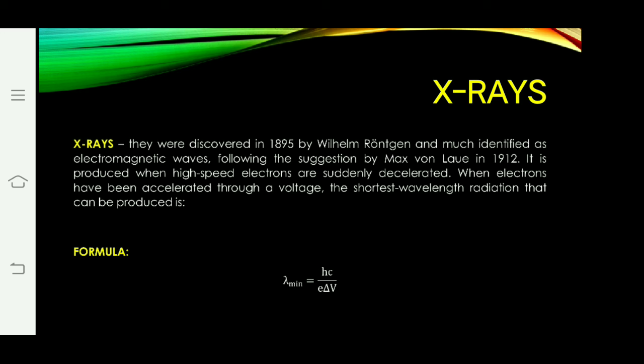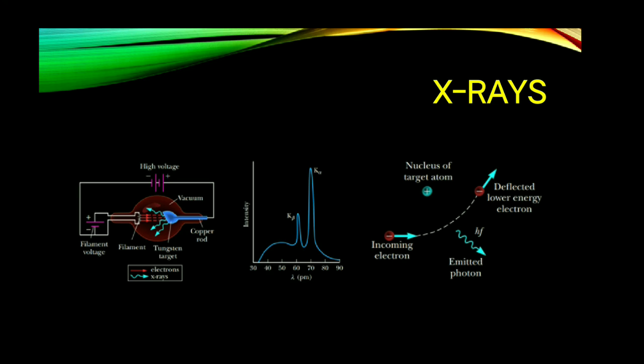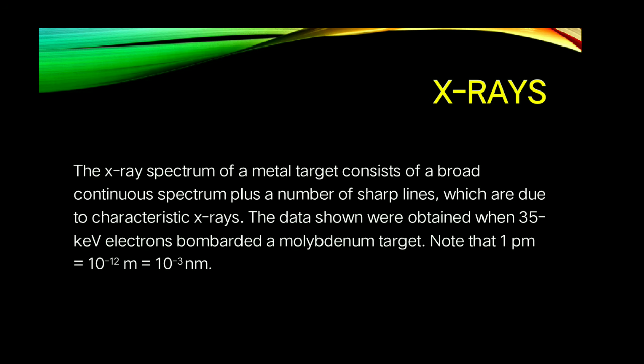X-rays were discovered by Wilhelm Röntgen in 1895 and identified as electromagnetic waves following the suggestions by Max von Laue in 1912. They are produced when high-speed electrons are suddenly decelerated, after the electrons have been accelerated through a voltage. The X-ray spectrum of a metal target consists of a broad continuous spectrum plus a number of sharp lines, which are due to characteristic X-rays.